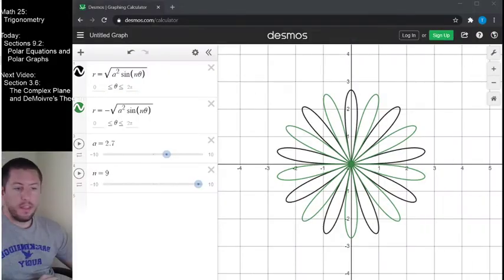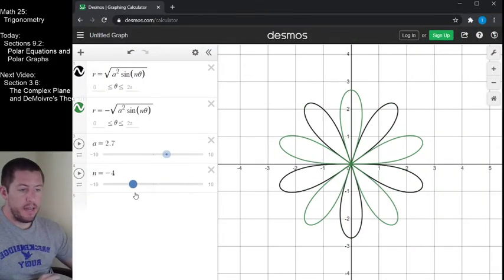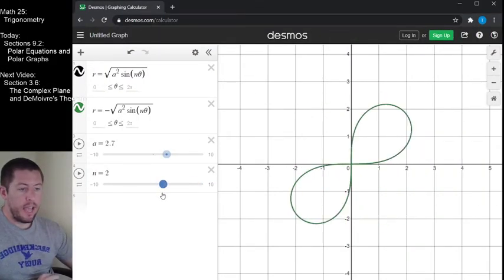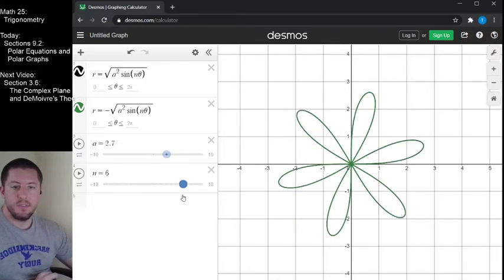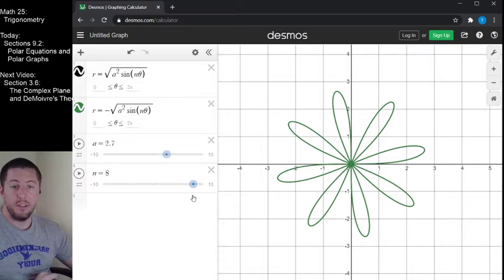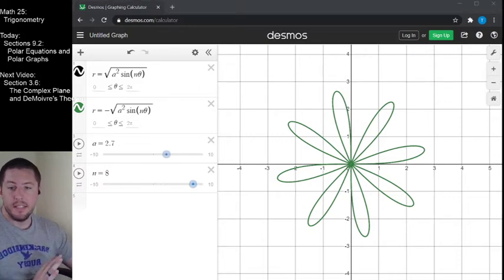If n is even, the thing that I was seeing was n is 2 gives 2 loops, n is 4 gives 4 loops, n is 6 gives 6 loops, n is 8 gives 8 loops. So if n is even, then n is the number of loops.